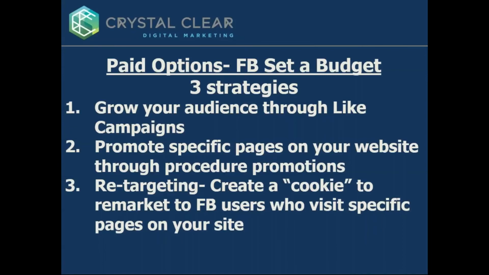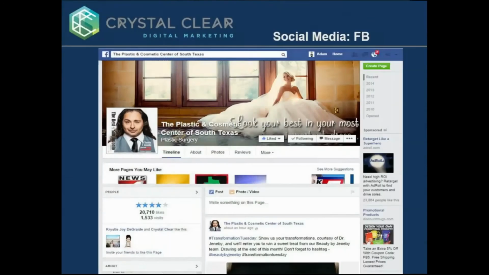So, for example, you have probably been exposed to this. So you go to Jimmy Choo's Shoes. You're on their Facebook page. You go to their website, and then you realize everywhere you go on the internet, you see an ad for Jimmy Choo's Shoes. Well, the reason for that is because they've dropped a cookie on you, and they're following you around on the internet. Okay, so those are the three ways that you can use paid options to grow your audience, promote specific pages on your website, and market to them on a consistent basis going forward.